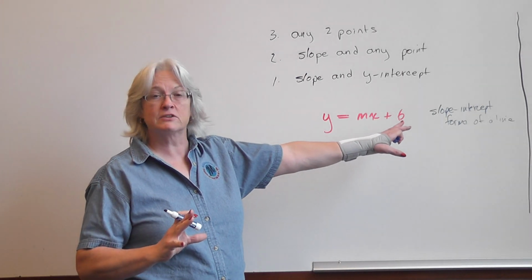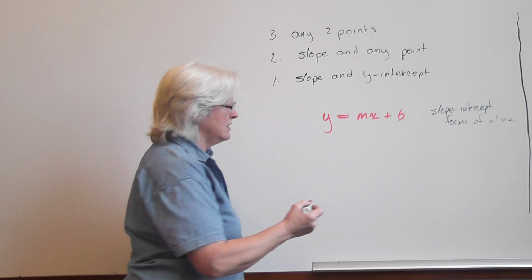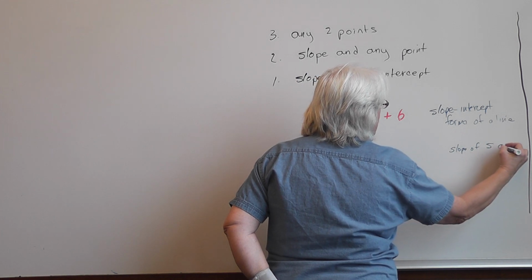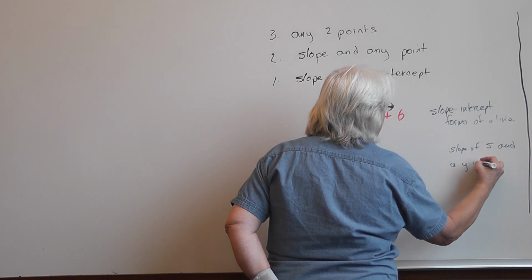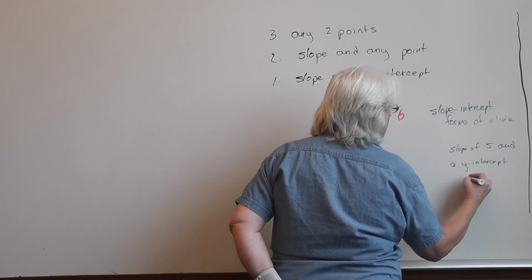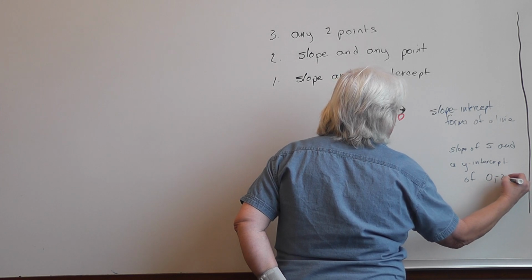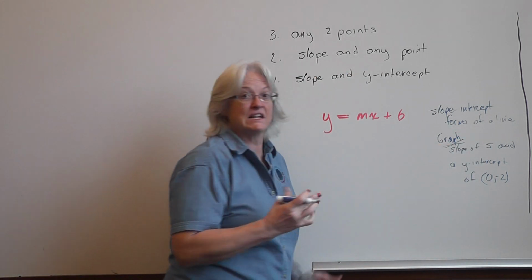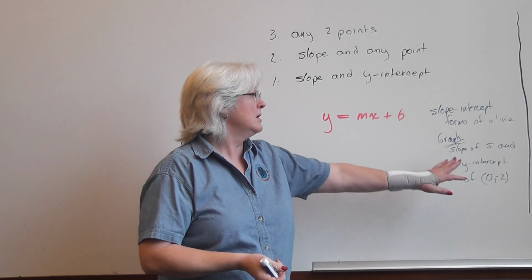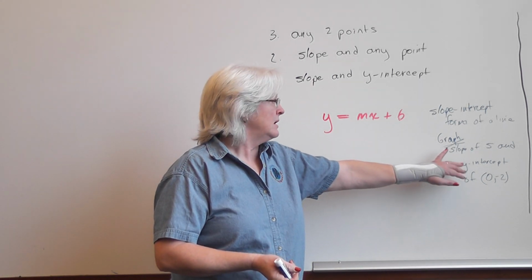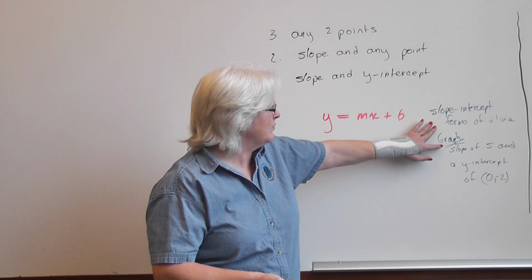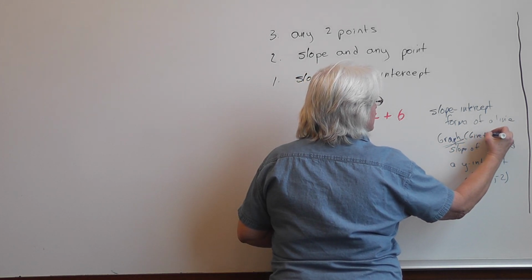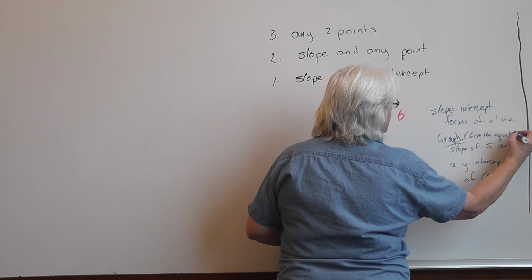Because you're going to have lots of problems that say, graph a line that has a slope of 5 and a y-intercept of (0, -2). For example, now of course that's not the only problem. There's going to be problem after problem where they give you the slope and the y-intercept. They want you to graph it, but before you can graph it, you have to give the equation of that line. So they might say give the equation first and then graph it.